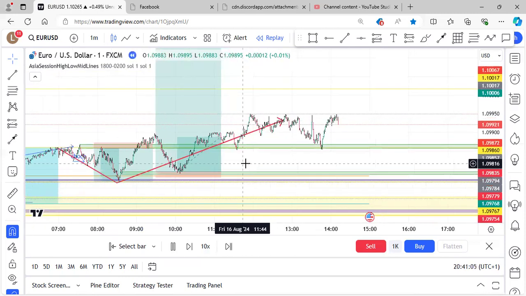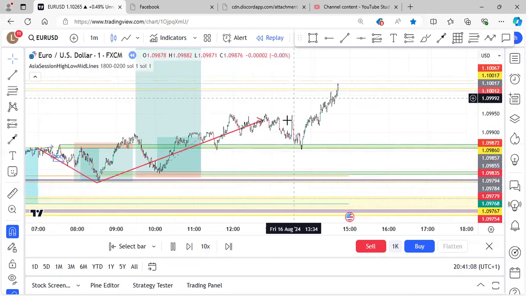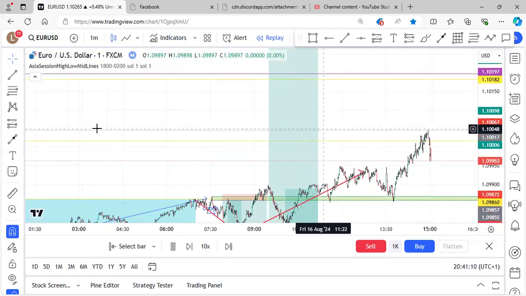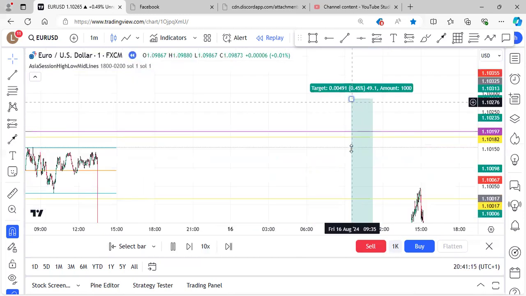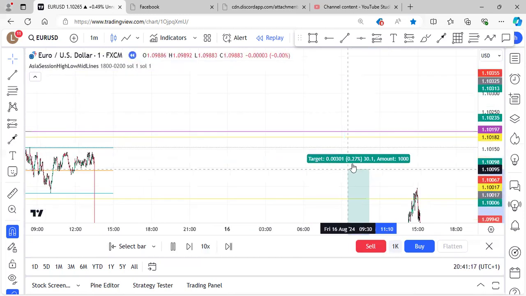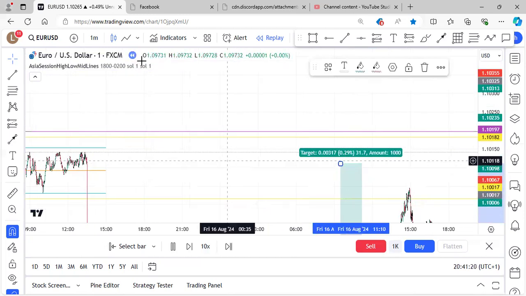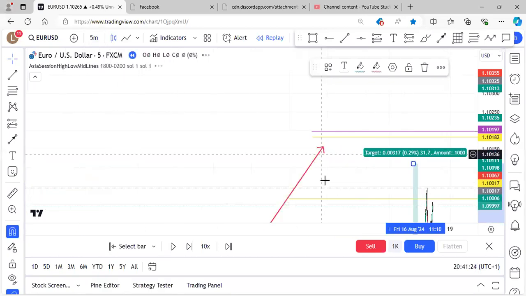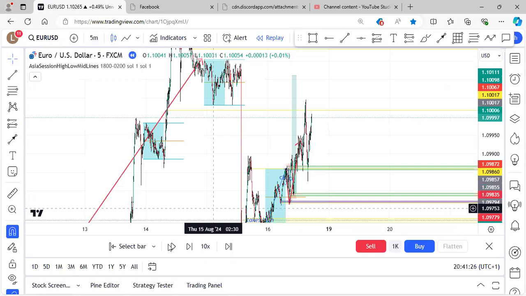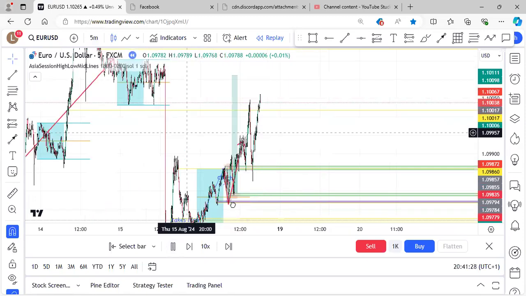Yeah, 1 to 6, and then this one went quite far. So I'd have targeted this imbalance as a first. I think if I'd have taken it, imbalance fill just about there. Just change the time frame. Let that play on.